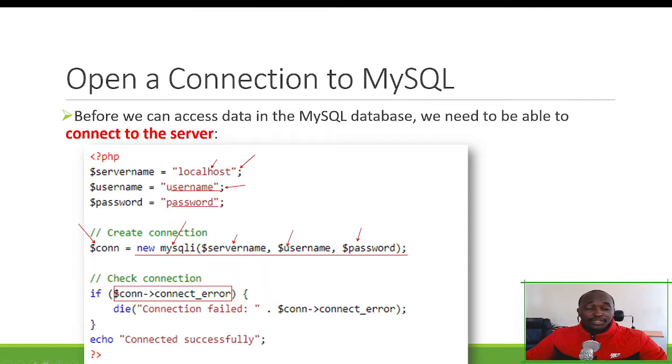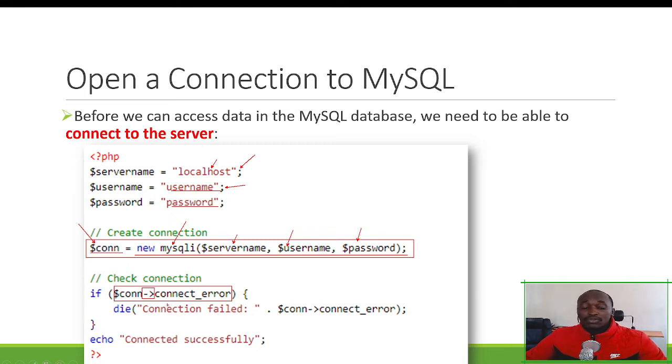Now, we use the connection variable that we just created. Then we use the arrow operator to reference the connection error property. So we're simply pointing to that. Now this connect_error will either return true or false. If this statement worked correctly, then it will return false. If it didn't work, for example, you gave it a wrong password, then it will return true.